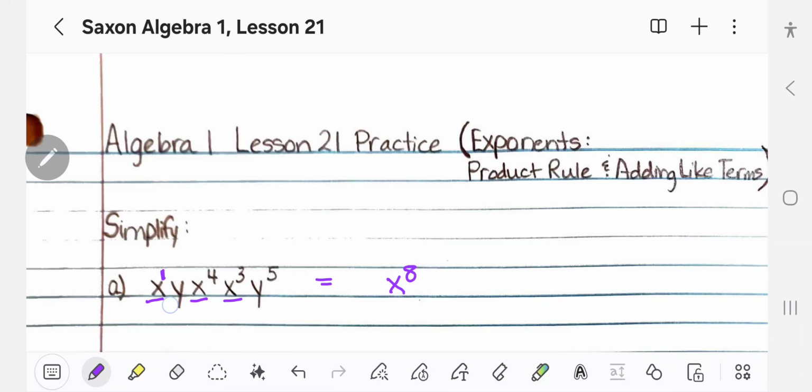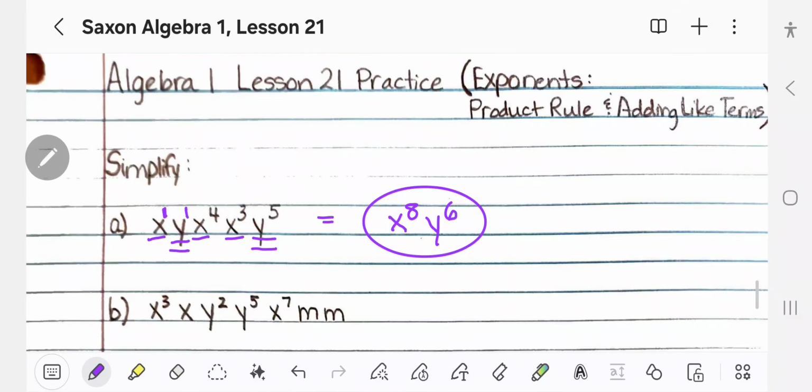And then let's combine with it the y and the y to the 5th. Now this y is a y to the 1st. So that's going to be y to the 6th. So the answer to A is x to the 8th, y to the 6th.